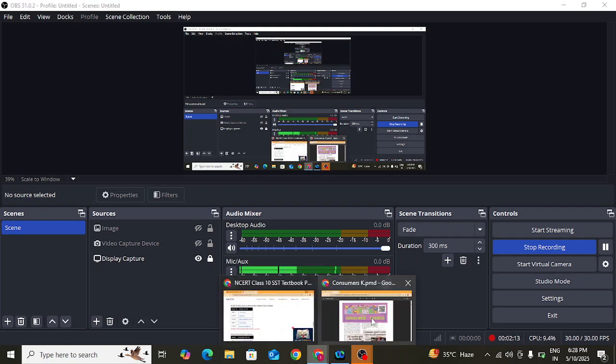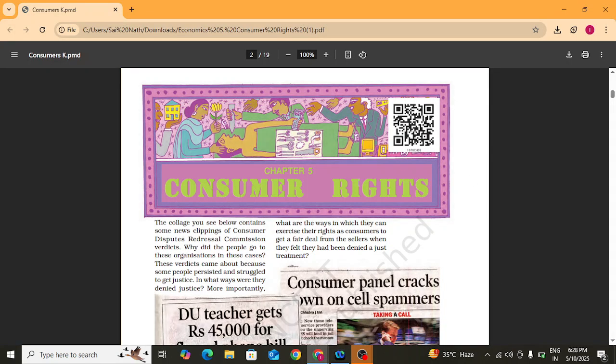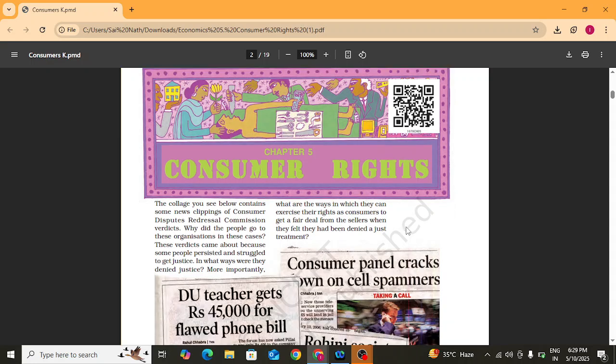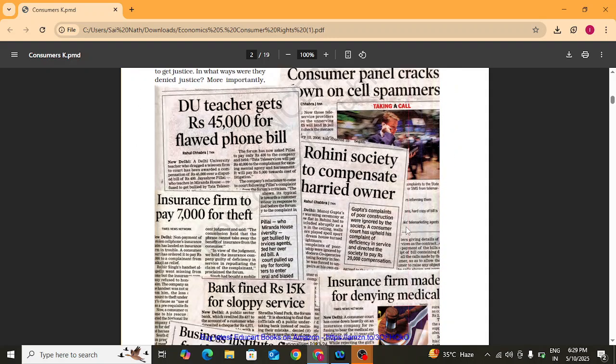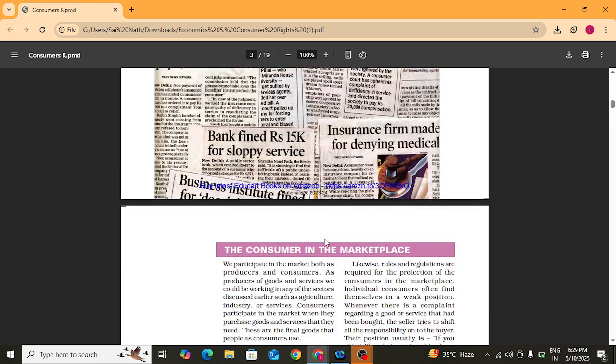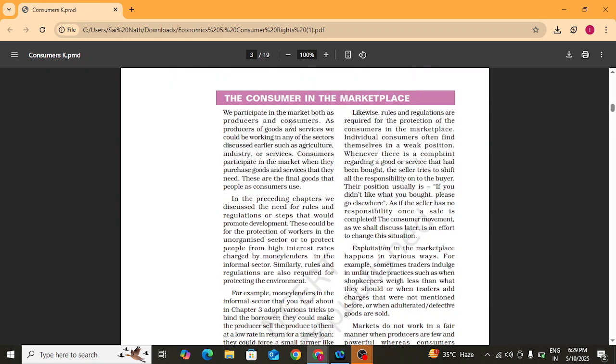So moving on, as I told you, our government has provided us with some rights. So we'll be dealing with these rights in this chapter. Here you can look at these clips which are telling about all the exploitation that consumers go through in our country. In the past, they have gone through things like phone bill fraud and insurance fund to pay for theft. These things happen in the markets. The consumer in the marketplace.